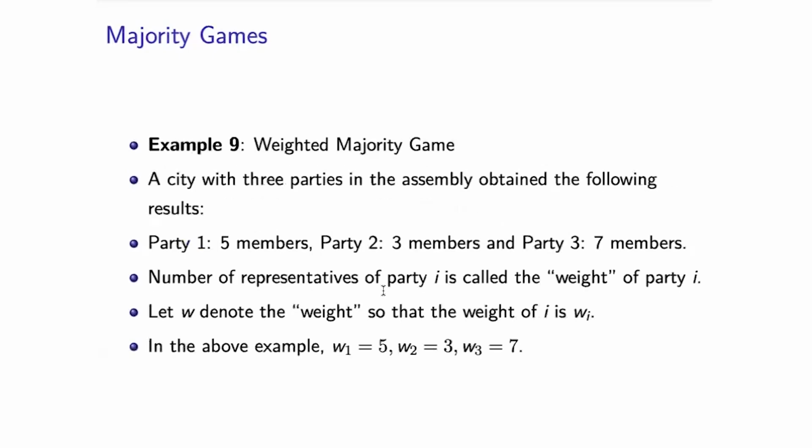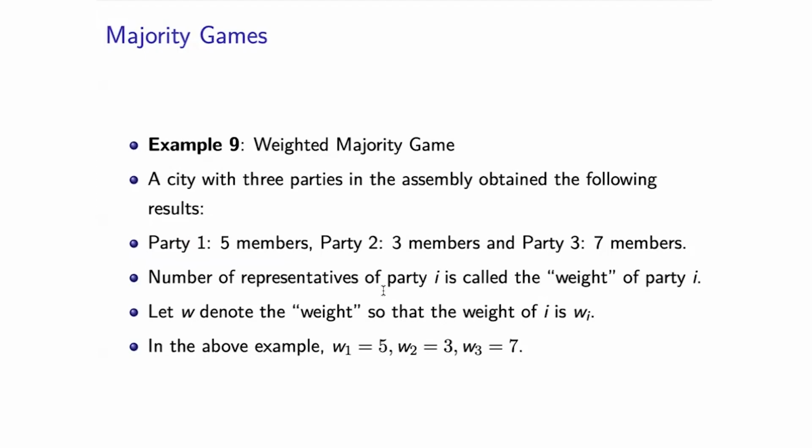Okay. All right. Let's look at the example of a majority game, but modified slightly. So this is what is known as a weighted majority game, right? And imagine that there's a city with 3 parties in the assembly, and the parties have different strengths, right? So party 1 has 5 members in this assembly, party 2 has 3 members, and party 3 has 7 members. So these are the only members. So basically, you can see that it consists of 15 members, right?